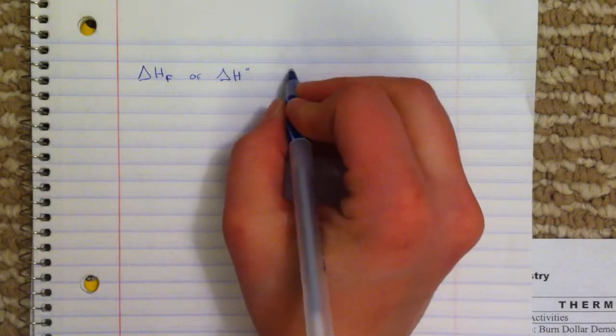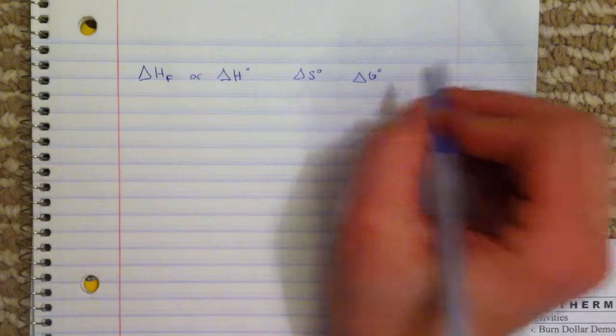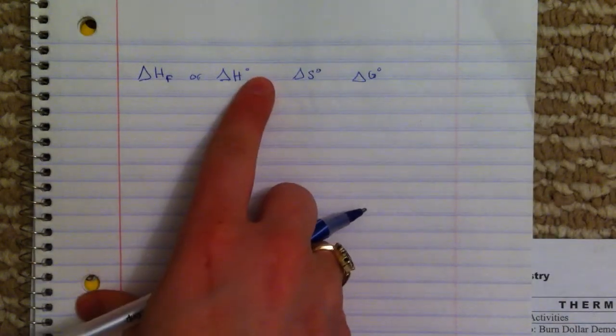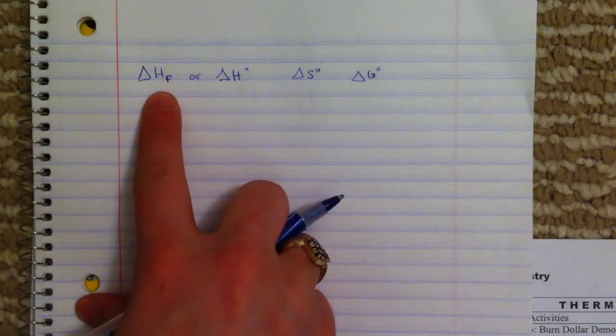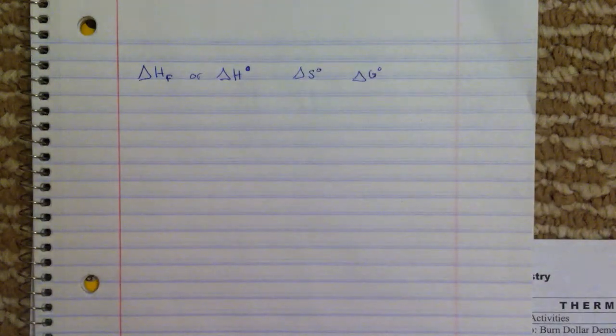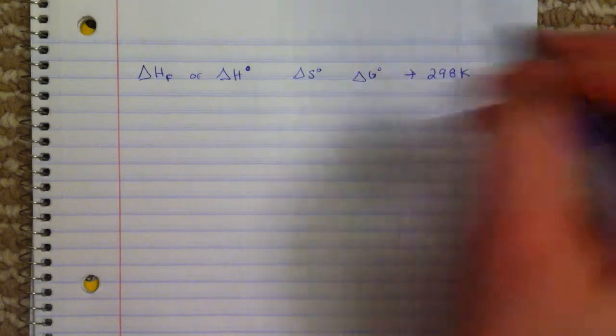Okay, the next type of problem that we're going to look at is the delta H of formation. And we can do it for delta H, we can do it for delta S, or delta G. The values are in the back of the book, but the trick is understanding what these little symbols mean. So F means formation, and the circle here also means formation. Okay, all of these things are at 298 Kelvin.